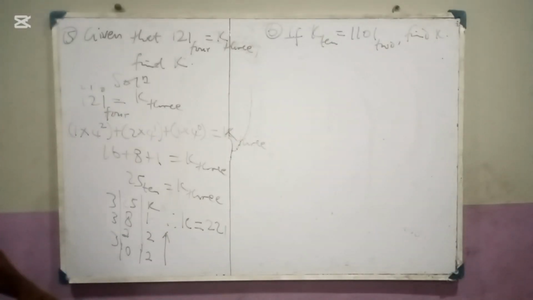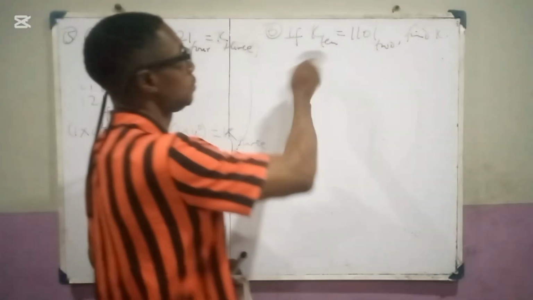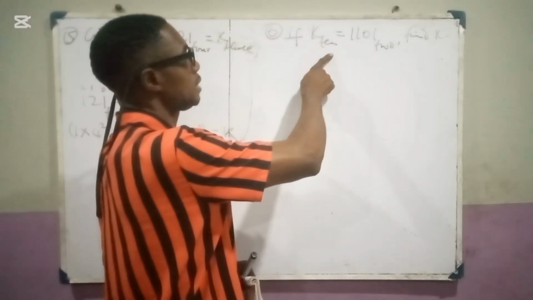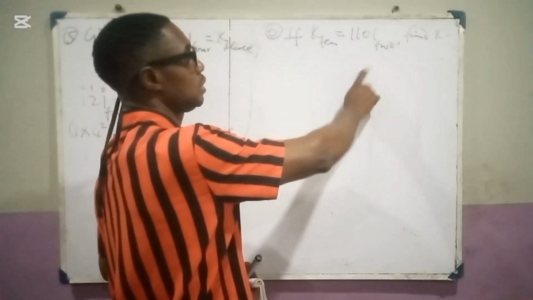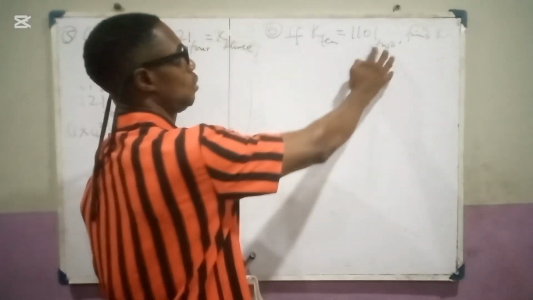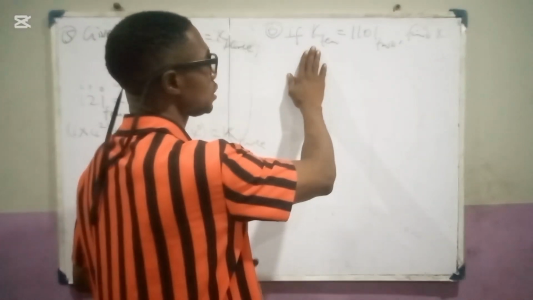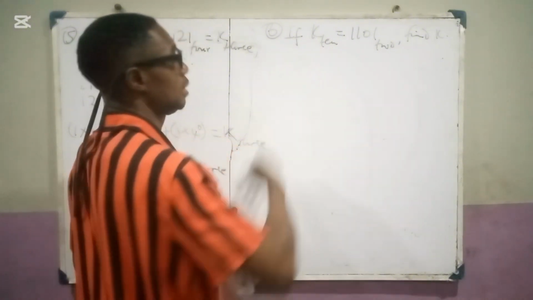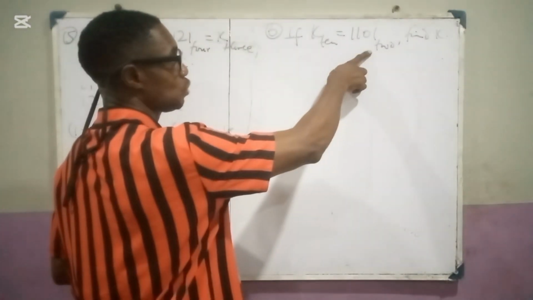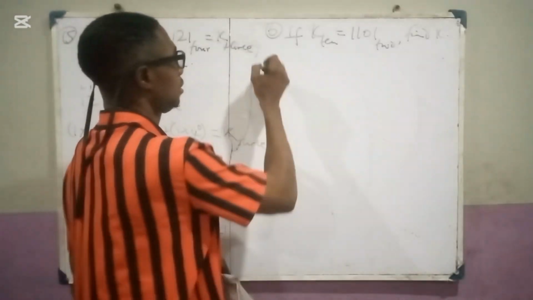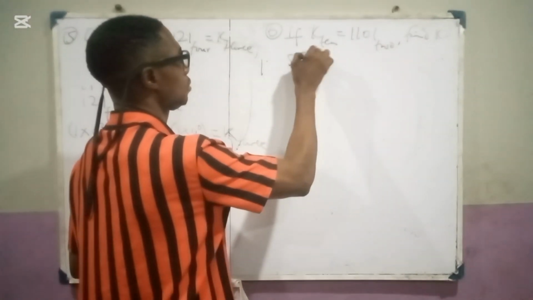This is question number 6 here, on the board. If k in base 10 is equal to 1101 in base 2, find k. Now, we have two different bases. This one is in base 10 already, so convert this one to base 10 and have the answer. So we can say solution.